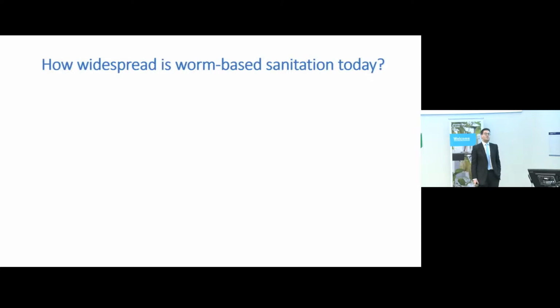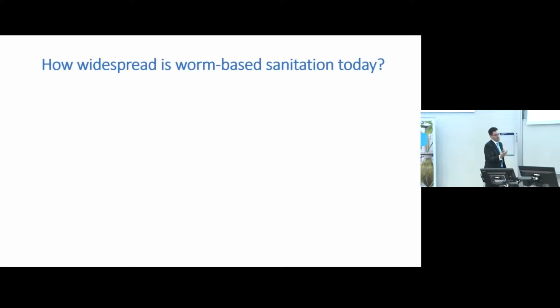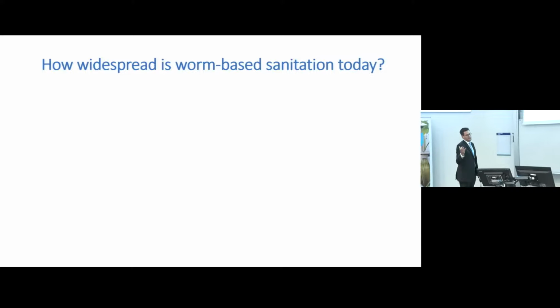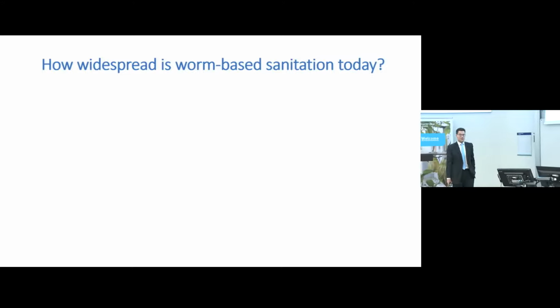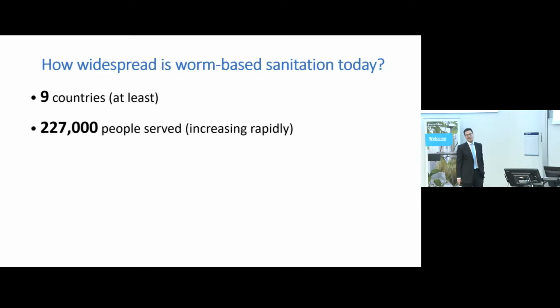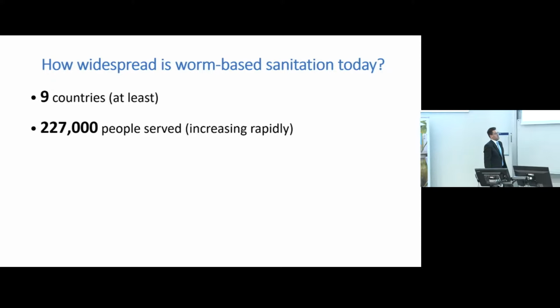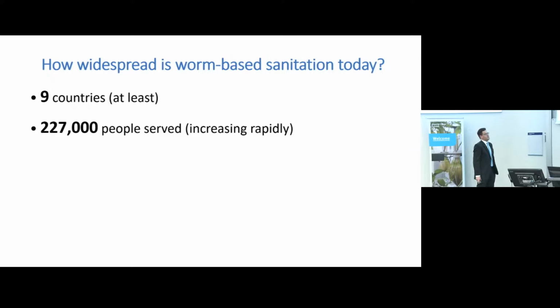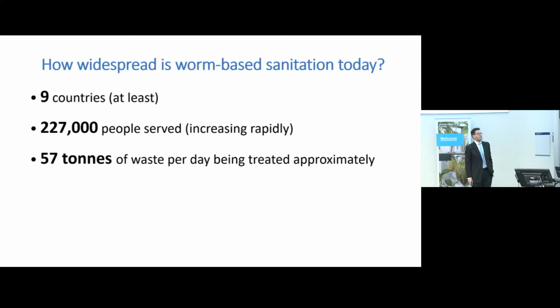We think there's at least 200,000 people using them, but actually my colleague in India, who I showed earlier, told me a few weeks ago that he's just got some major contracts to put in orders of magnitude more toilets to serve many more people than this. So it's a bit hard to quantify, but it is starting to scale up. We think there's about 57 tons of waste globally that are treated by these toilets.